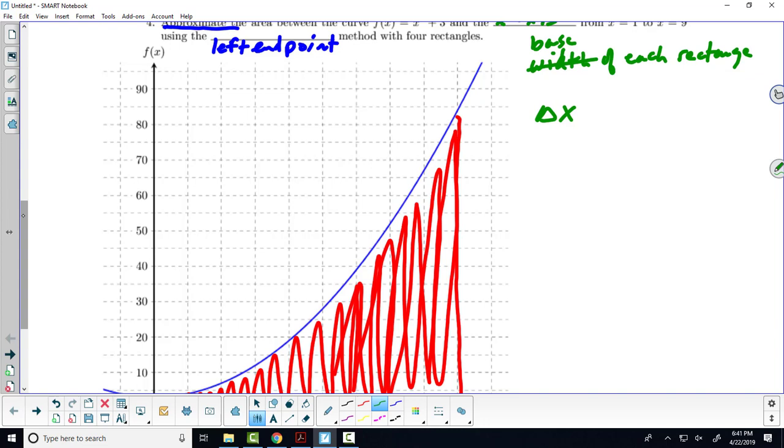Okay, and delta x is equal to b minus a over n, where b is the rightmost endpoint, a is the leftmost endpoint, and n is the number of rectangles. Okay, so in this problem, what was the rightmost endpoint? 9 minus the leftmost endpoint, which is 1. All divided by the number of rectangles we wanted, which is 4. So this gives us 8 divided by 4, which is 2. Okay? So the width of each one of these is going to be 2.